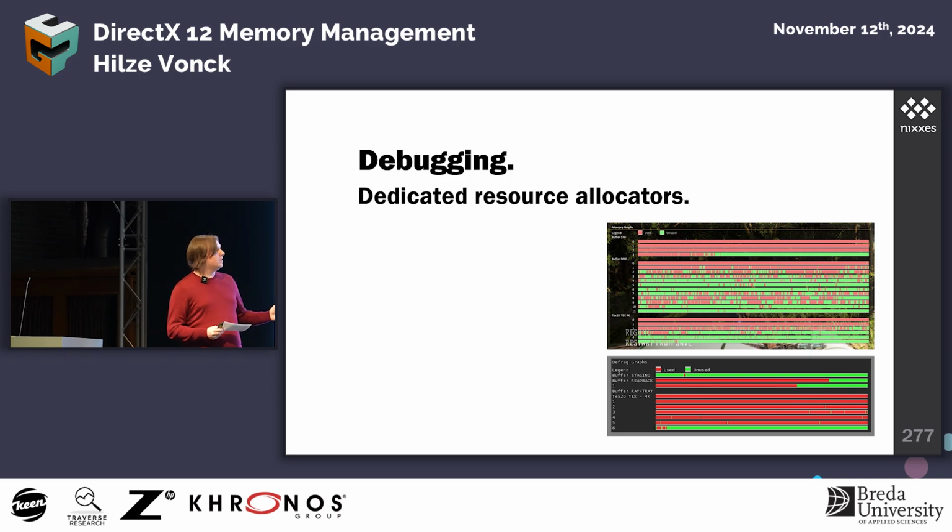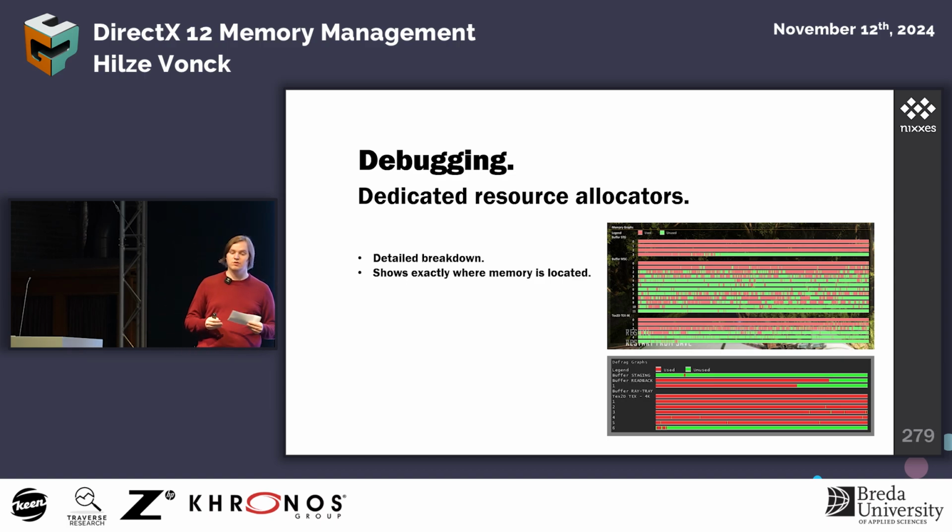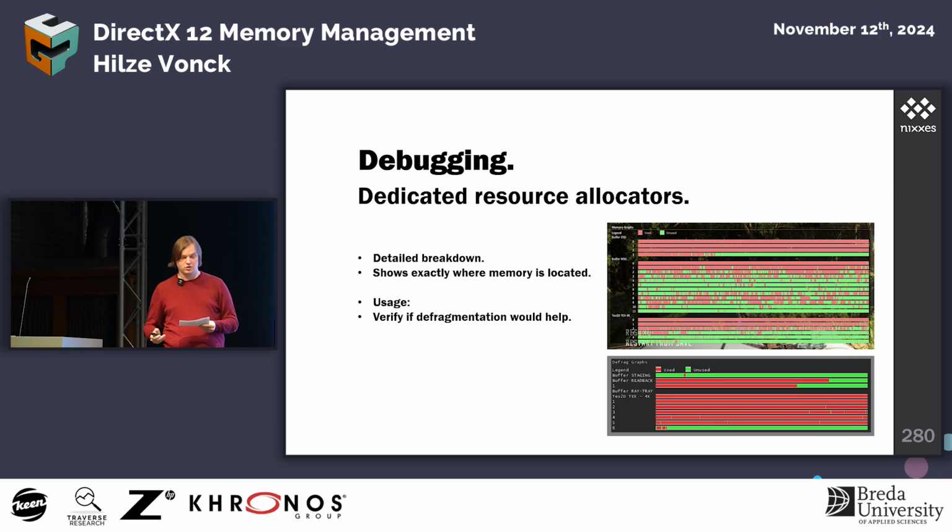So this is the debug menu associated with the defragmentation system. It gives us a detailed breakdown of exactly where the memory is located. We use this to know if enabling defragmentation would help us. So in the case of the top window, it would actually help us since there's a lot of green space, and green means that it's not currently used. Well, in the case of the bottom graph, it's mostly red, so there's not much that can be defragmented too.